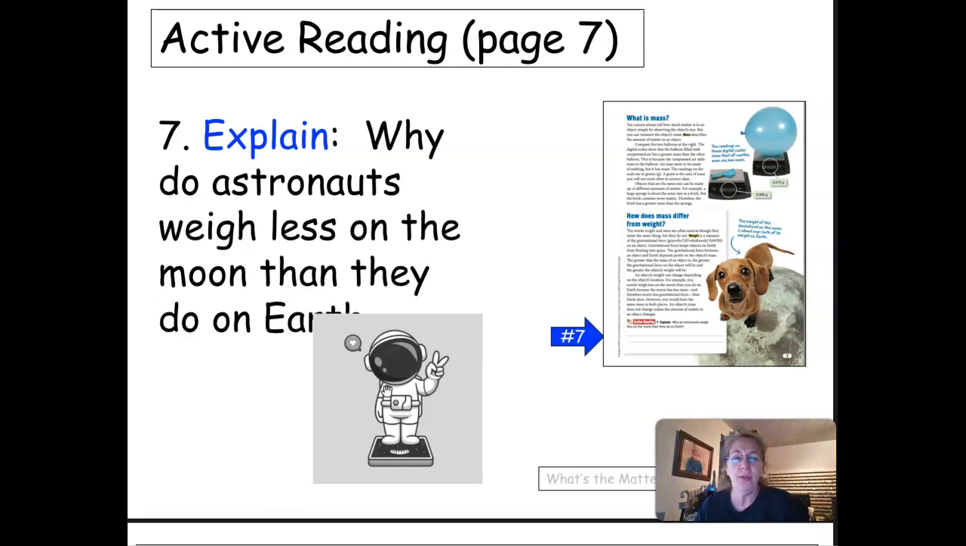As you read through page 7 in your textbook, you have another active reading. It asks you to explain, why do astronauts weigh less on the moon than they do on Earth? So pause the video and answer that question. You need to put something in your answer about how the pull of gravity is less on the moon. The mass stays the same, but the moon has less of a gravitational pull on the astronaut.